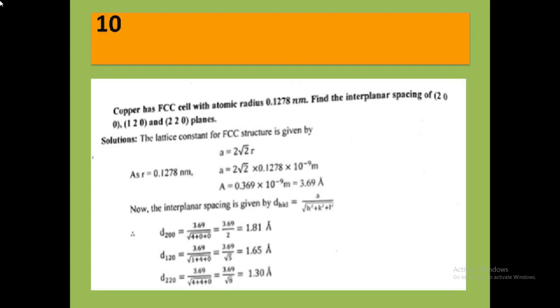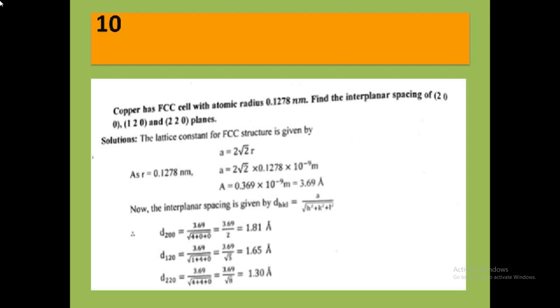So we will get a is equal to 0.369 into 10 to the power minus 9 meter, or we can simply write 3.69 angstrom. Now the interplane spacing is given by d is equal to a upon under root h square plus k square plus l square. For d200 is equal to 3.69 divided by under root 2 square plus 0 square plus 0 square, which is equal to 3.69 divided by root 4, which is 2. So 3.69 divided by 2 is equal to 1.85 angstrom.